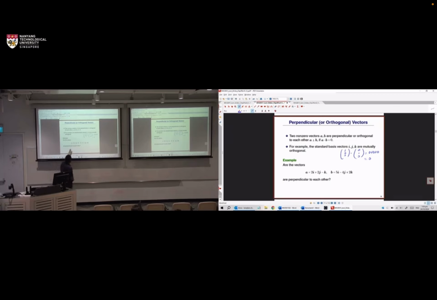Are the vectors perpendicular to each other? You dot them. So you have 2, 2, negative 1 dot with 5, negative 4, 2. This gives me 10 minus 8 minus 2, which gives me 0. Yes, they are perpendicular to each other because the dot product gives you 0.